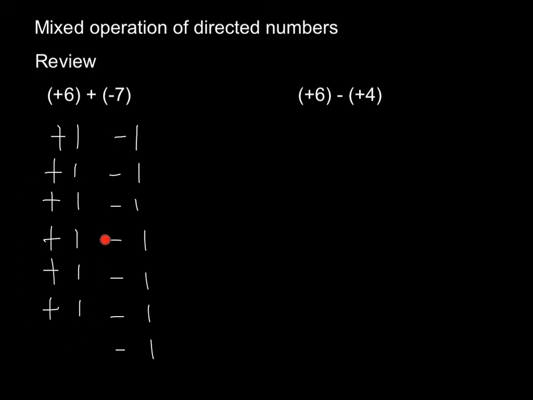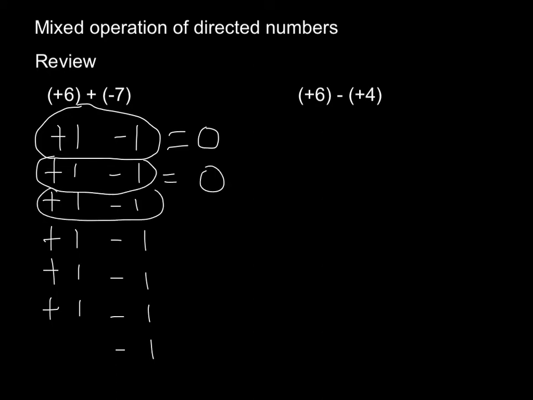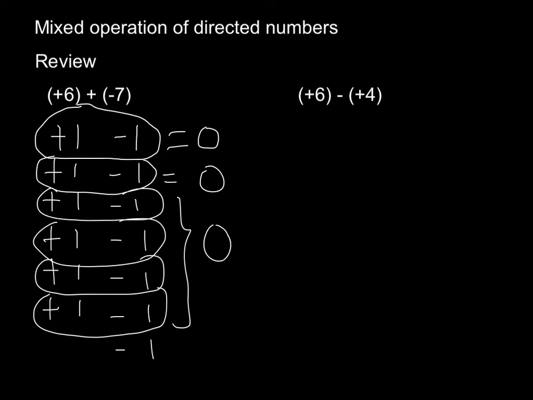positive 6 as 6 positive 1s, and negative 7 as 7 negative 1s, then when we look at the pair in this way, positive 1, negative 1, because they are opposites of each other, when they are together, the result should be 0. Therefore, this pair is 0. Similarly, if we pair up like that, all these pairs become 0. And then you can see that one negative 1 is left. And therefore the result of this operation should be negative 1.